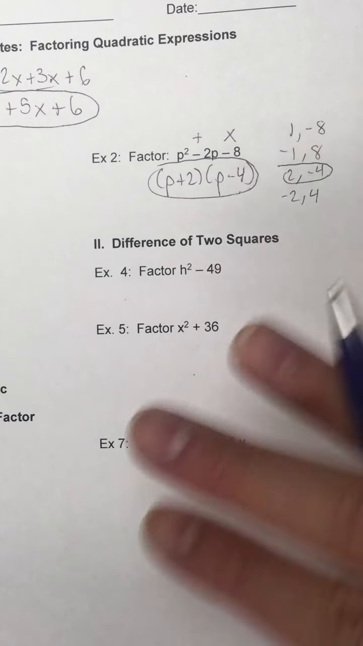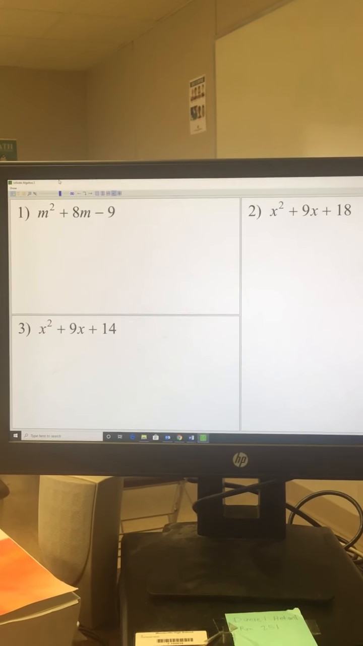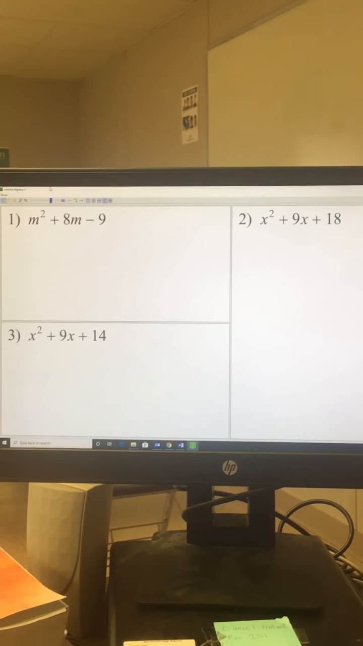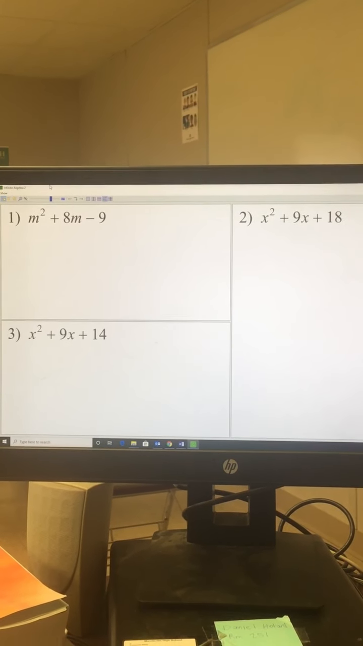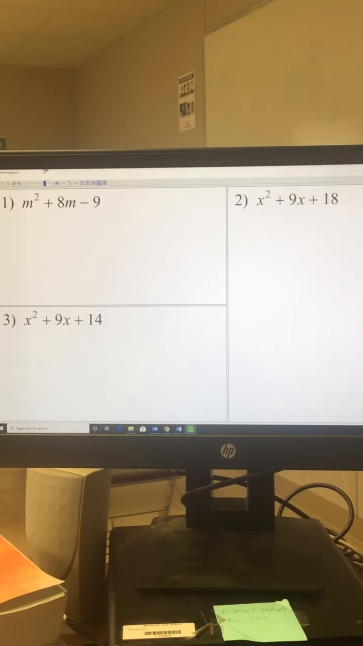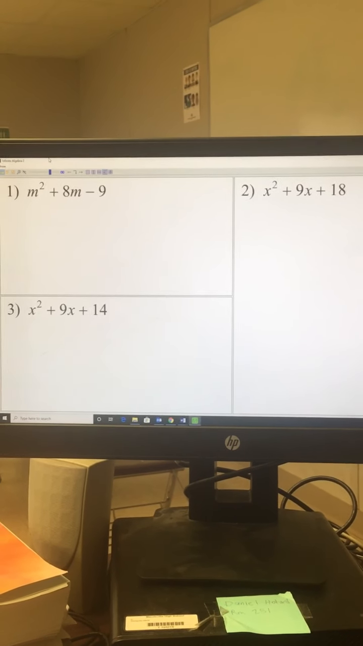Before we do anything new, I want you to go ahead and pull out a sheet of loose leaf paper. I'm going to give you a couple problems right now. I want you to try to factor just like we did these. Try these 3 problems on loose leaf paper: m squared plus 8m minus 9, x squared plus 9x plus 18, x squared plus 9x plus 14. So just pause the video, take a moment, try these out.